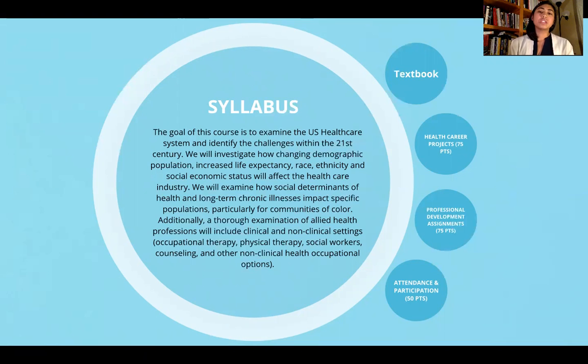So I'll start by reading what the course description is in the syllabus. The goal of this course is to examine the U.S. healthcare system and identify the challenges within the 21st century. We will investigate how changing demographic population, increased life expectancy, race, ethnicity, and socioeconomic status will affect the healthcare industry. We will examine how social determinants of health and long-term chronic illnesses impact specific populations, particularly for communities of color. Additionally, a thorough examination of allied health professions will include clinical and non-clinical settings, occupational therapy, physical therapy, social workers, counseling, and other non-clinical health occupation options.